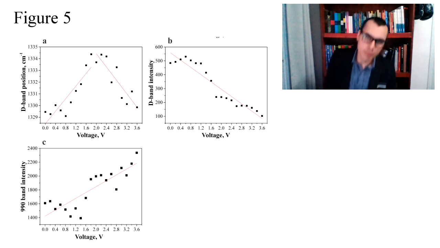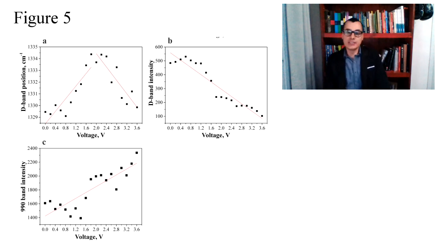Have a look at figure 5b. Here we can note that the D band intensity decreases according to the applied potential. In this case, it's not a reversible process. On the other hand, figure 5c shows that the 990 centimeters minus 1 band behaves similarly but inverted. Here, the 990 centimeters minus 1 band increases according to the applied potential and does not have a reversible behavior. This corroborates what we said before.